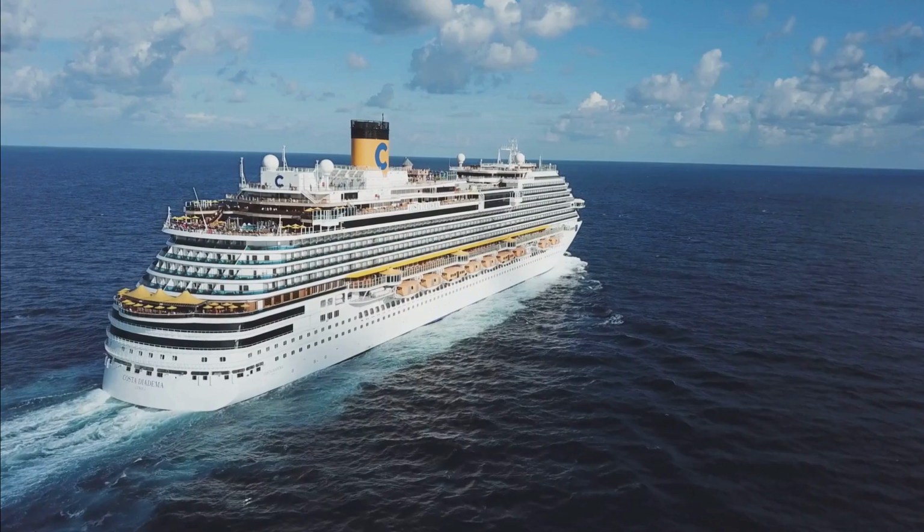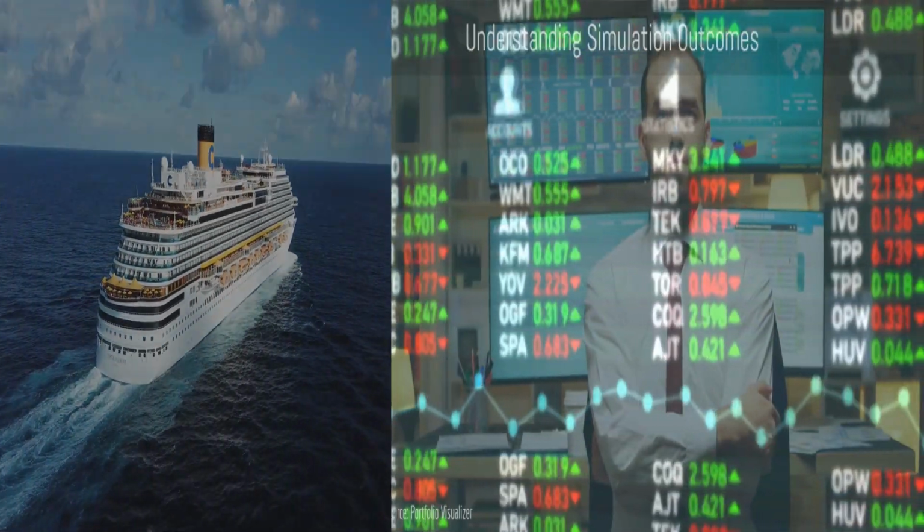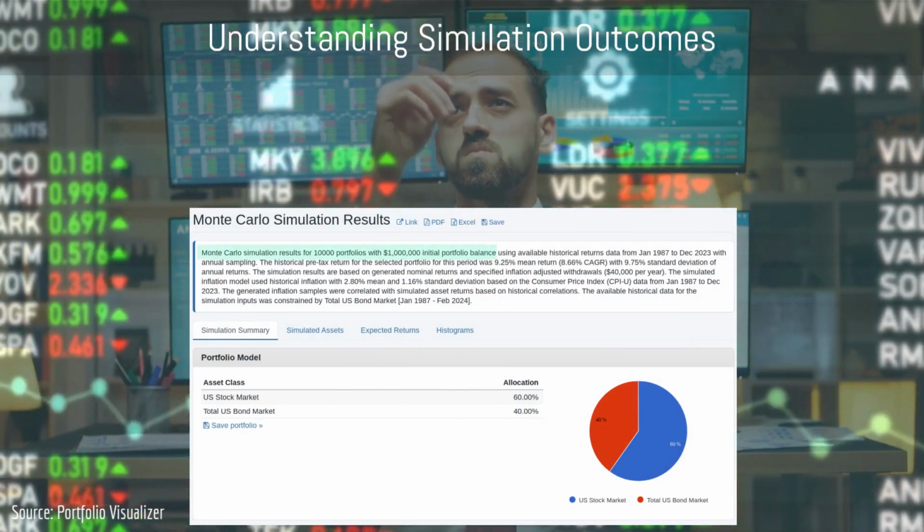You can also evaluate the impact of different personal scenarios and make more informed decisions based on your circumstances. For example, additional income from a part-time job, downsizing and paying off your mortgage, or a luxury cruise for your 70th birthday.